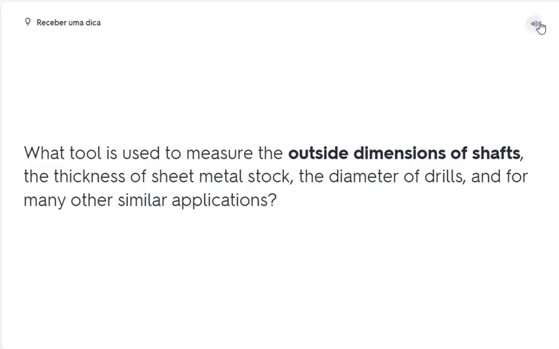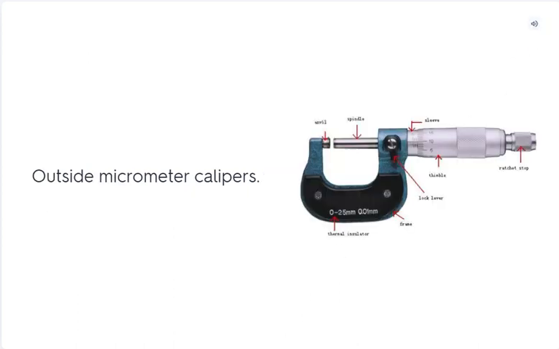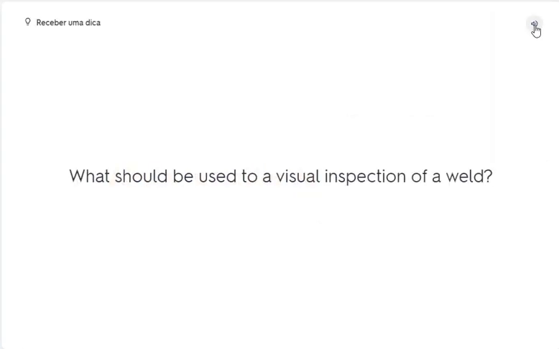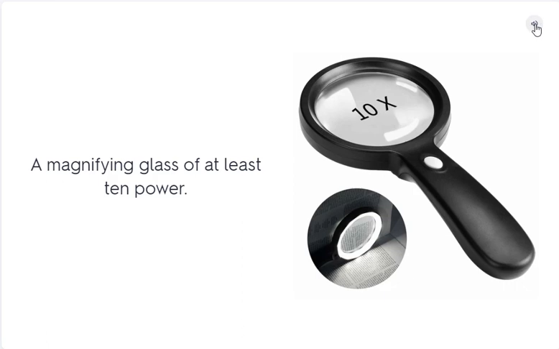What tool is used to measure the outside dimensions of shafts, the thickness of sheet metal stock, the diameter of drills, and for many other similar applications? Outside micrometer calipers. What should be used for a visual inspection of a weld? A magnifying glass of at least 10 power.